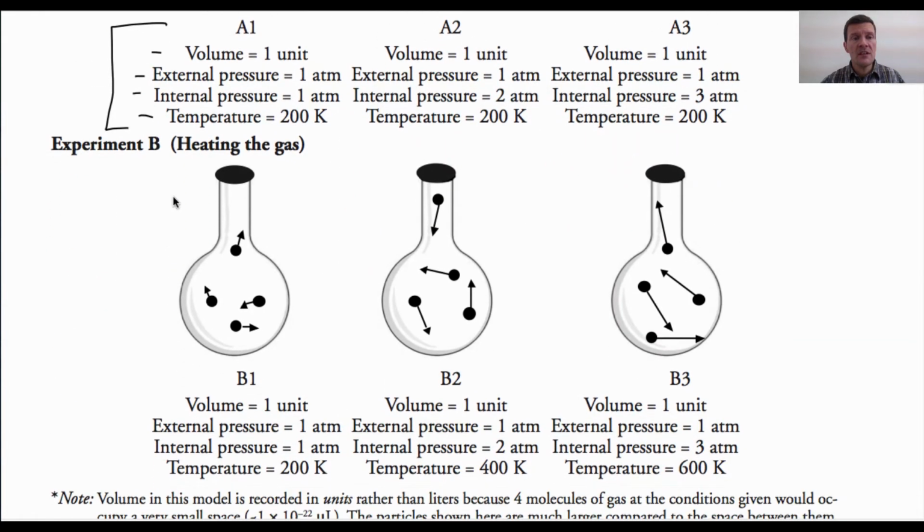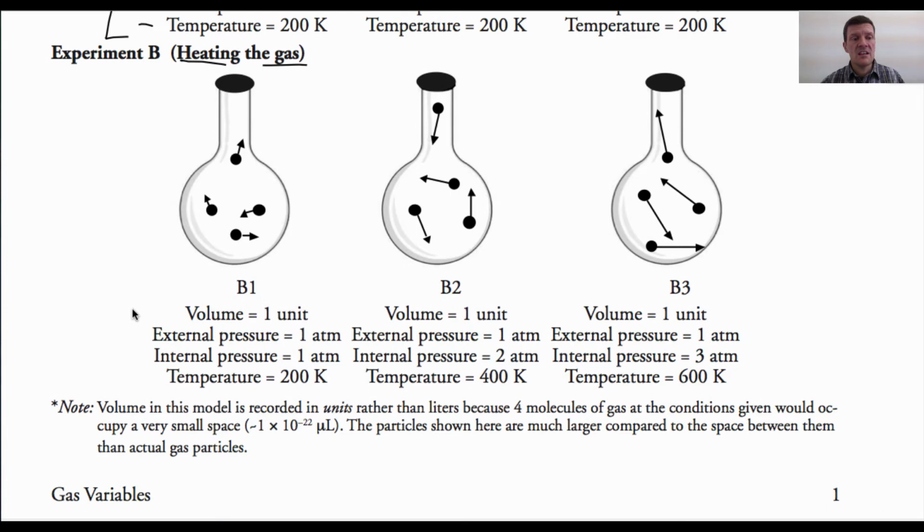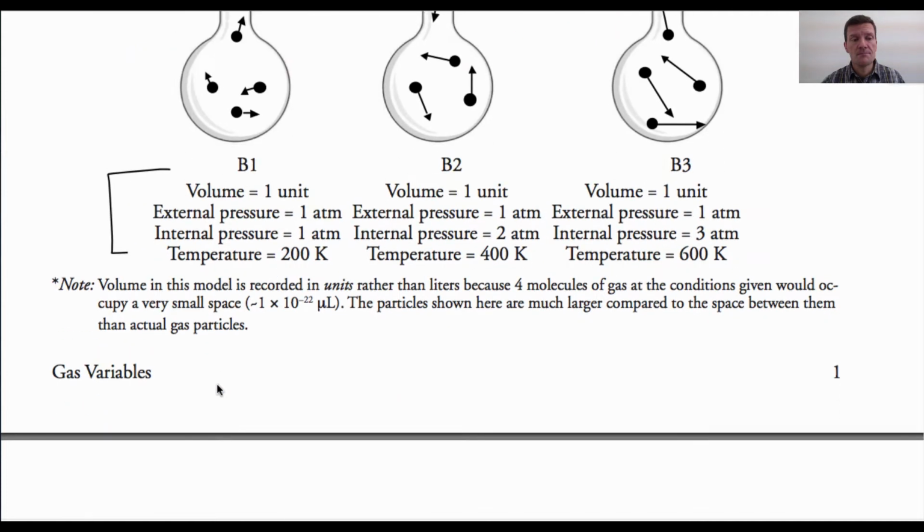In experiment B, notice we've got 3 containers again. They are also non-flexible, but this time we are heating the gas. The number of particles is not changing. You have the same constant number of particles throughout containers B1, B2, and B3. And again, we have information down here about volume, external and internal pressure, and then temperature.